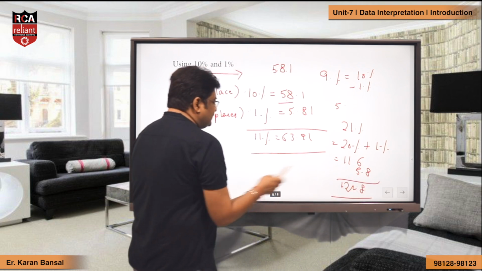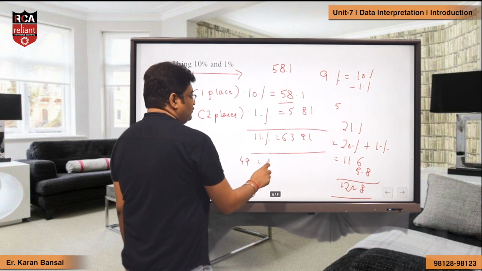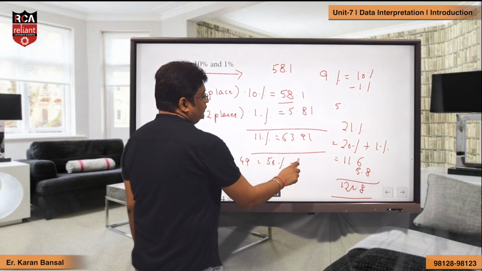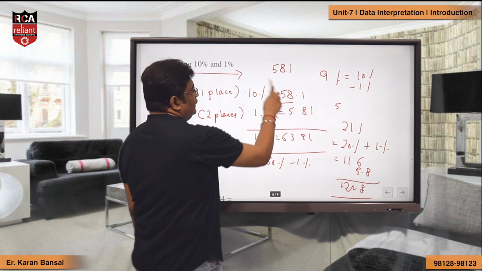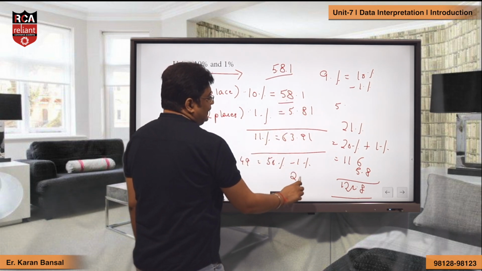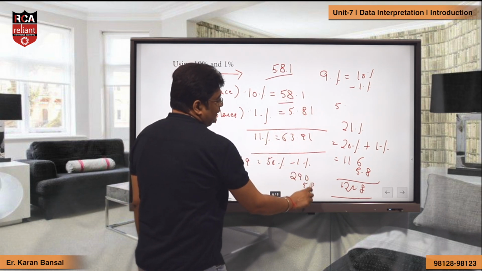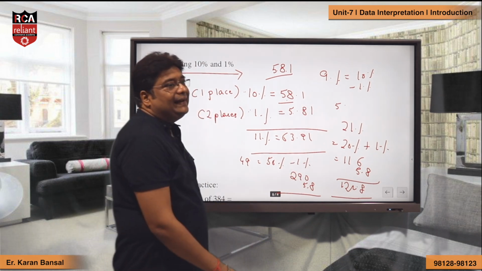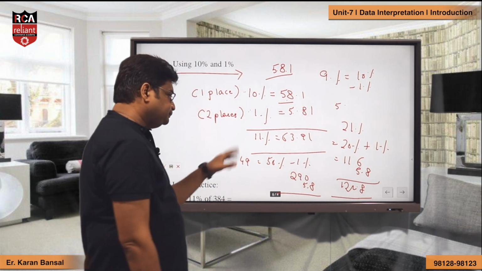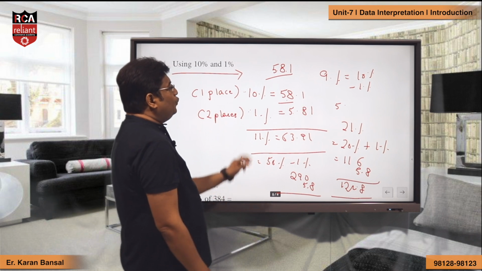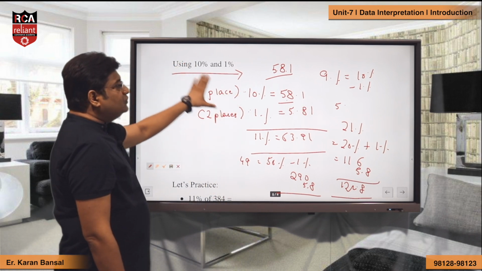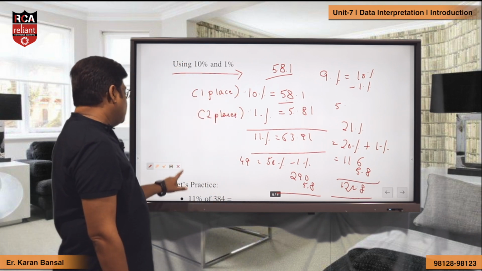How would you find, let's say, 49%? Very simple: 50% minus 1%. 50% is half, which is approximately 290. 1% is 5.8. Subtract 290 minus 5.8, approximate answer 284. All right, so this is how you can use 10% and 1%.